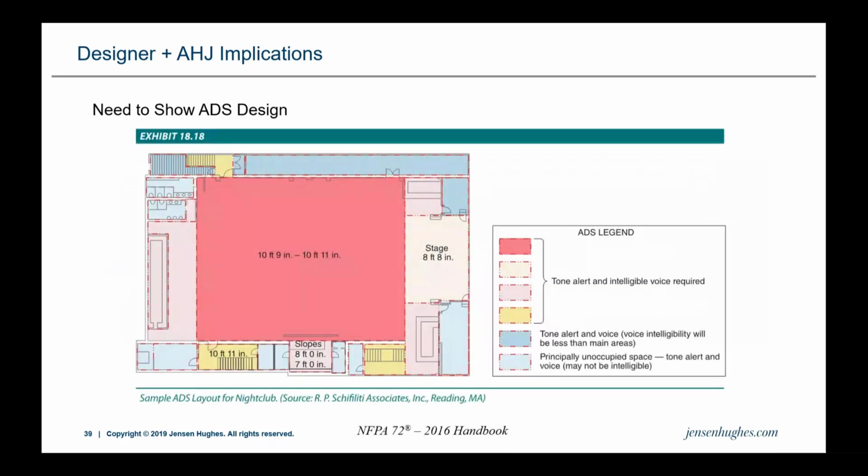This is an example from the NFPA 72 handbook. Again, a diagram provided by Robert Schifoletti. In this case, he took a nightclub and color-coded the drawing, much like you would a key plan, and he's using these various colors to indicate where intelligible voice will be required and where intelligible voice would not be required. Now, why did he use all the colors he did? Why did he break them down the way he did? That's up to each individual designer, but it gives an example of how this could be done.